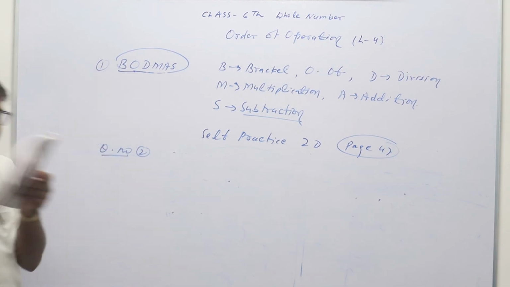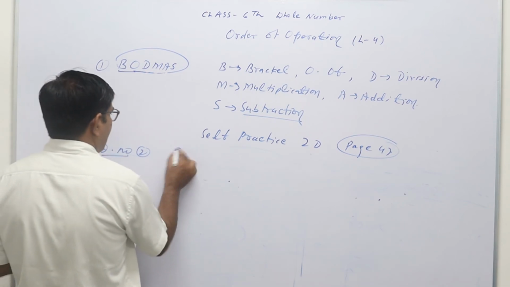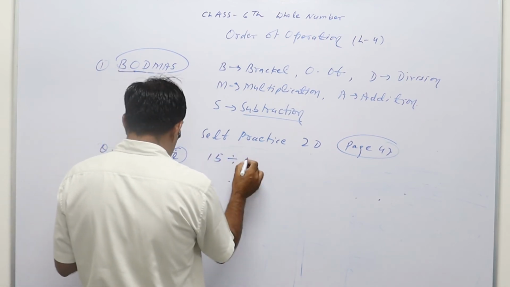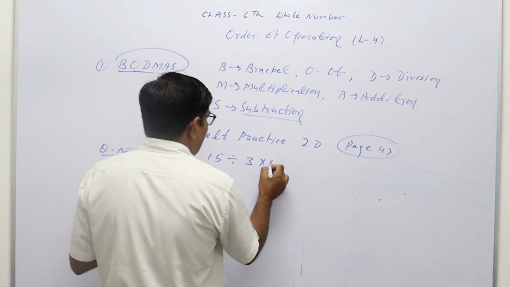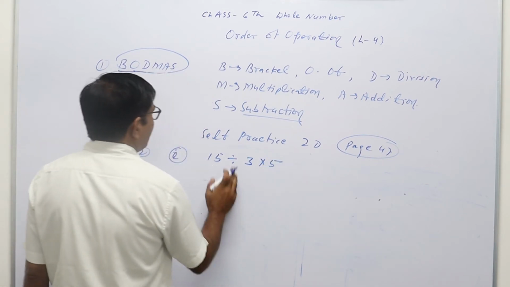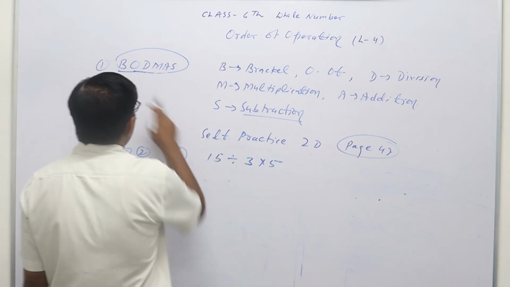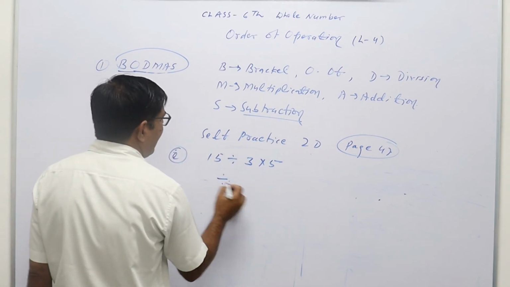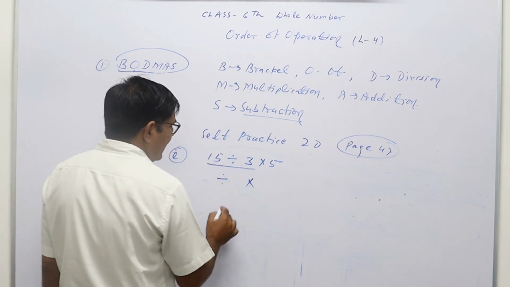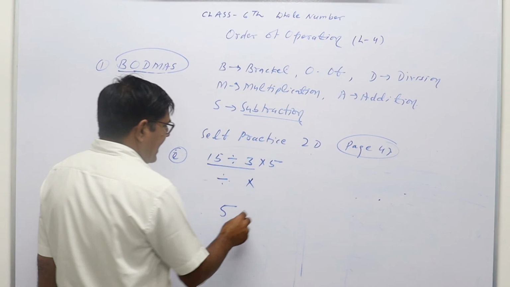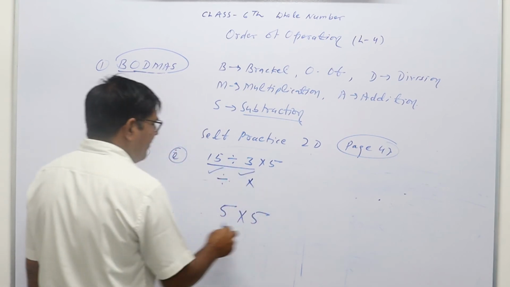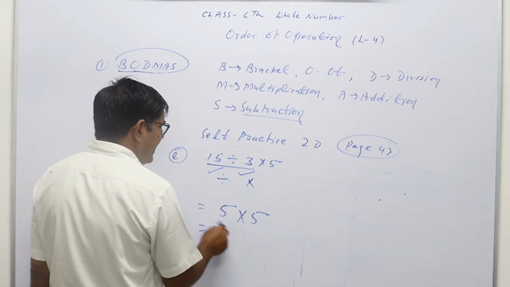Then next question, I. Question number second, I part. 15 divided by 3 multiply by 5. Operations are there. Which operation? Two operations, division and multiplication. So first we will divide and then we will multiply. So 15 divided by 3 how much will it be, 5. Then multiply by 5. So operation is done. Now multiply, 5 5s are 25.